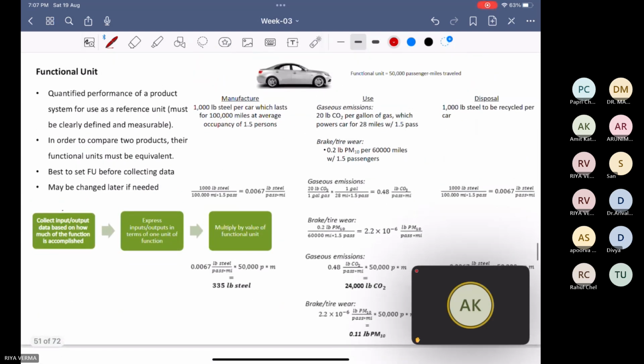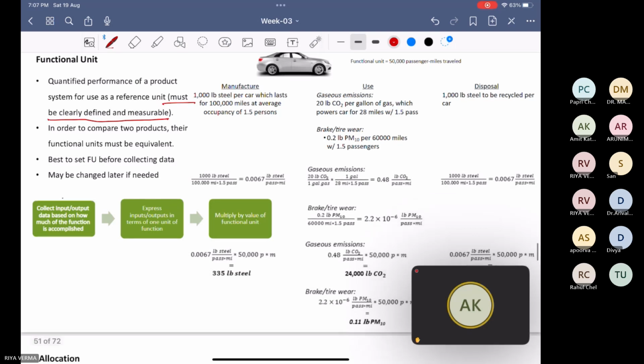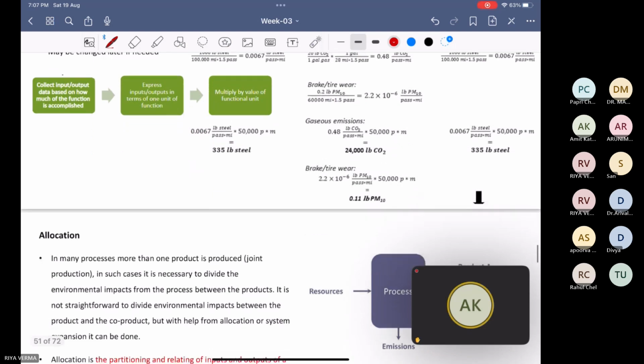Then we have functional units. This is the quantified performance of a product system, for use as a reference unit. So it should be clearly defined during our LCA. In order to compare two products, their functional units must be equivalent. So if we compare any two products, the functional unit should be the same.